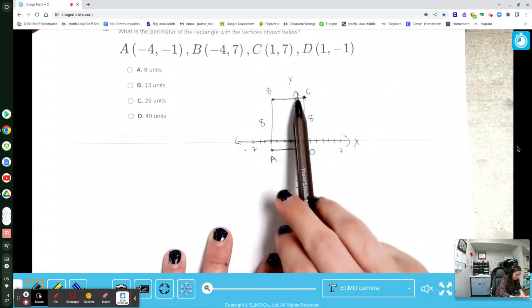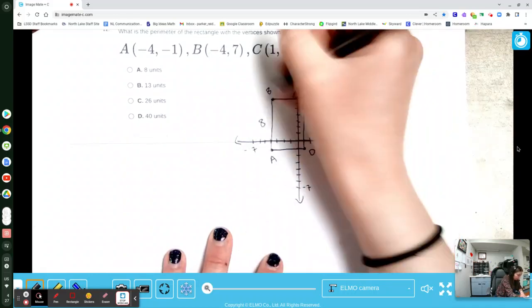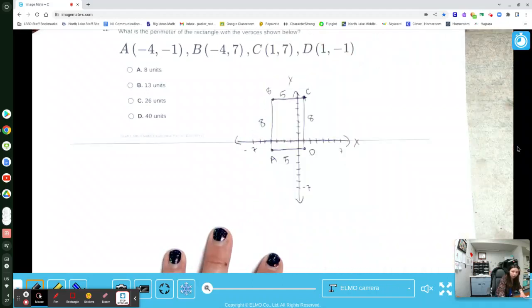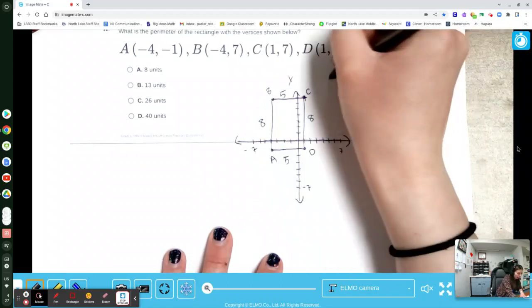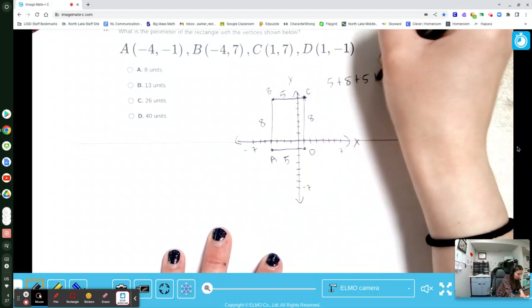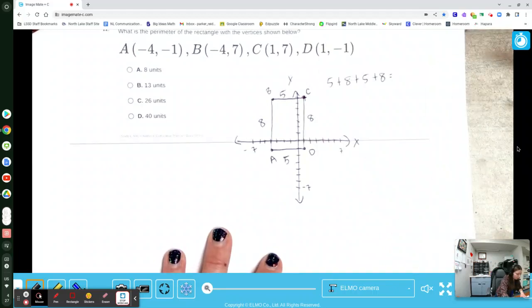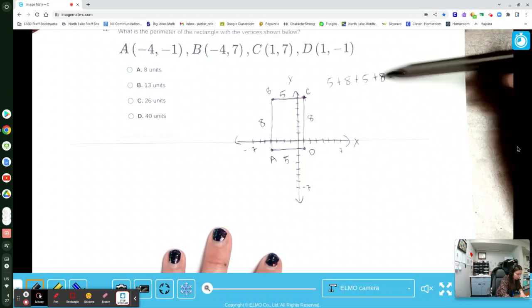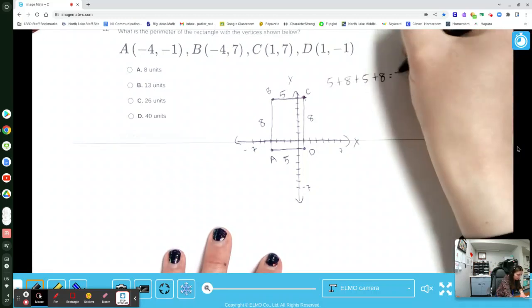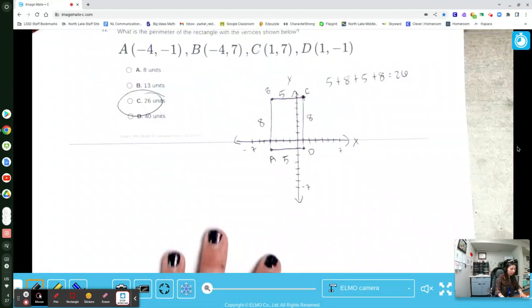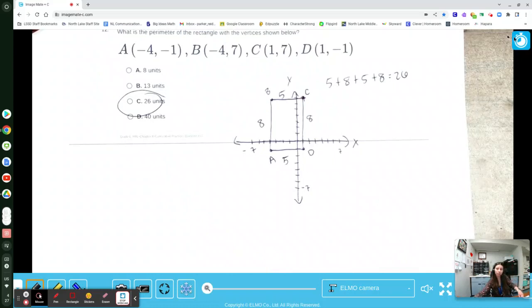And then here, we went left 4 there and right 1. So 4 and 1 together, that's 5. And then that one's 5 also. And now we just add them all up, 5, 8, 5, and 8, to get the entire perimeter, the distance around the outside. So 8 plus 8 is 16, 5 plus 5 is 10, 16 plus 10 is 26. So the perimeter is 26 units.